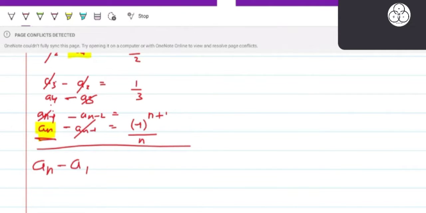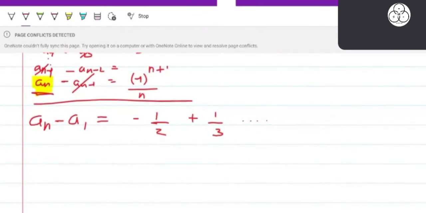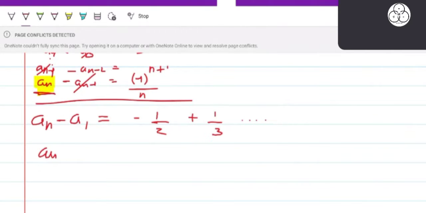An minus a1 is equal to minus 1 by 2 plus 1 by 3 and so on, right? This will be continued. So an can be written as, because the value of a1 we know is 1, 1 minus 1 by 2 plus 1 by 3 minus 1 by 4, and so on. It will be a continued and converging series.